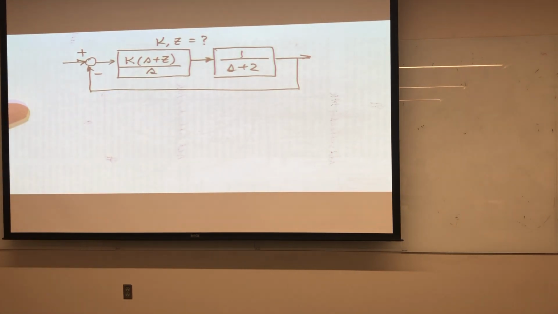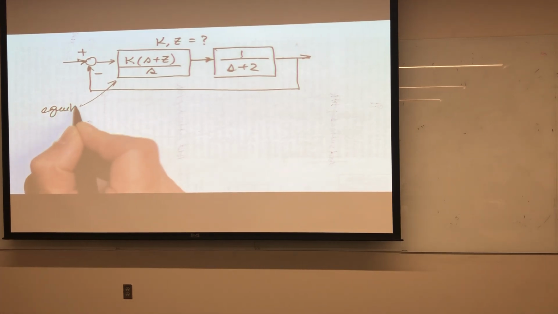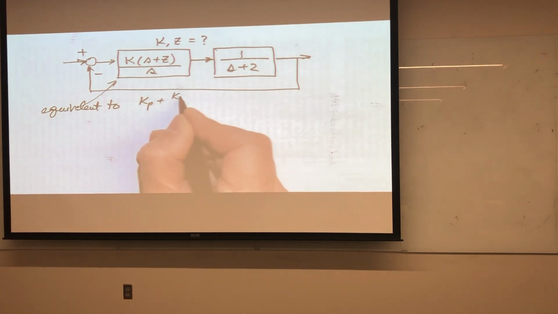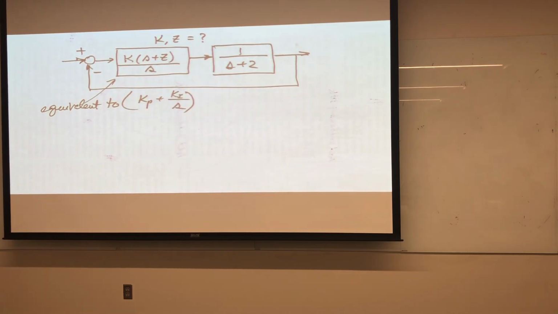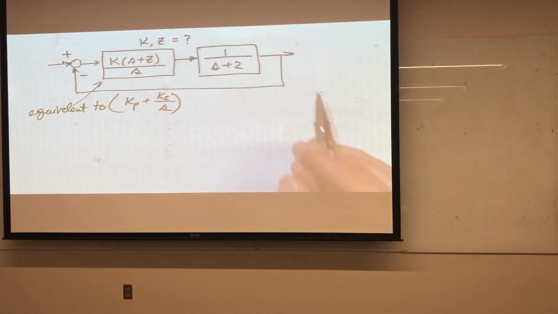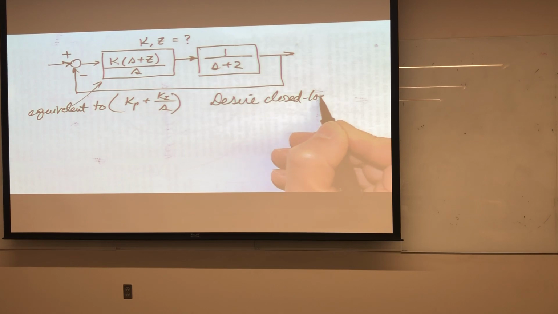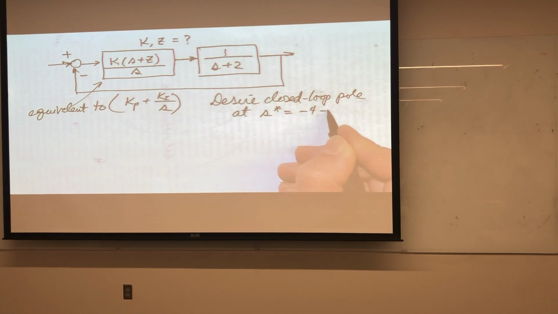Now I've written this in a slightly different form than the way the PI controller was originally written. I originally wrote this, which is equivalent to KP plus KI over s. Just do a little bit of algebra to get it into this form. But this form makes it a little bit easier for us to design in the root locus. And what we want is we desire a closed loop pole at s star equal to -4 plus j4.